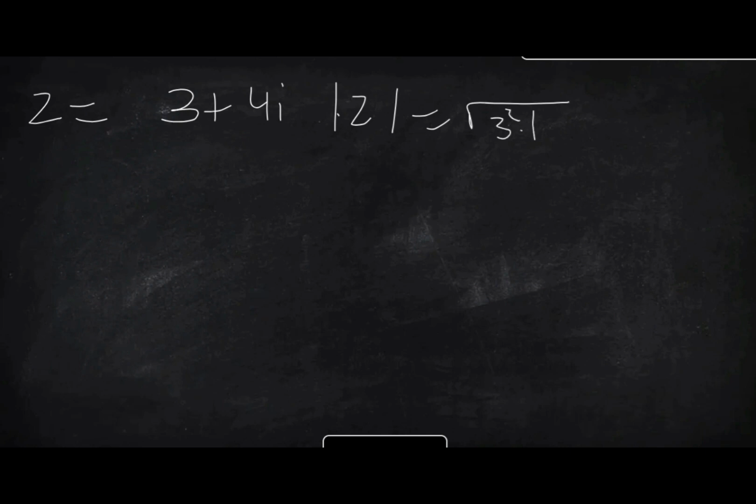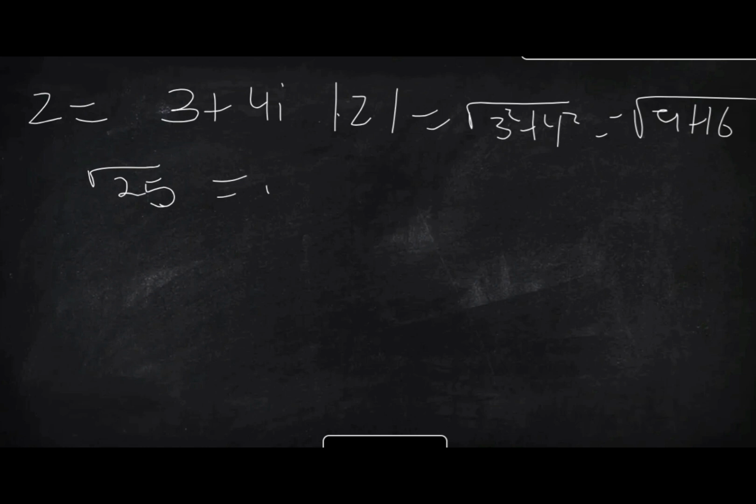We have z to be equal to 3 plus 4i. To find the magnitude of z, it becomes square root of 3 squared plus 4 squared, which gives square root of 9 plus 16. Root of 25 is equal to 5.